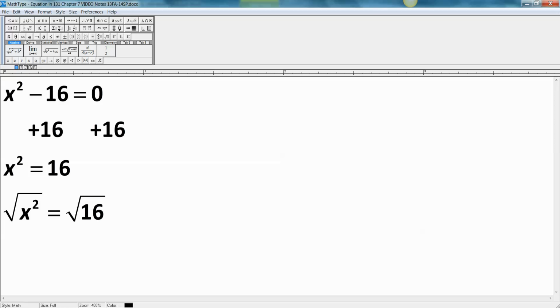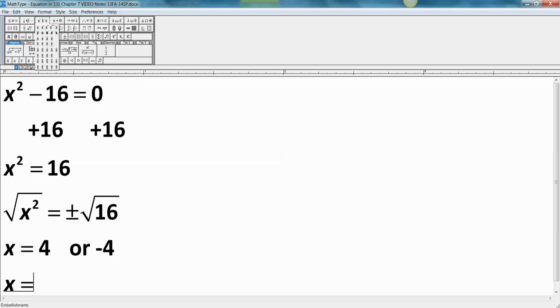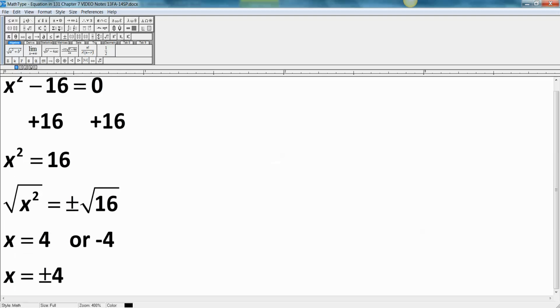When I'm writing on paper, I would probably just put the square root symbol there in a different color. And what it said is make sure you include the plus or minus, right? Because when you take a square root, x squared is 16, so that means x could be positive 4 or negative 4. We don't often write it that way, but that's what it is. The fast way to write that is x equals plus or minus 4.